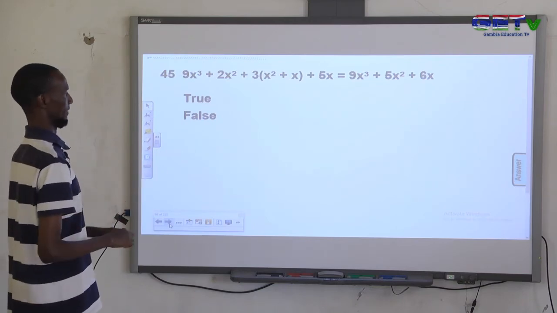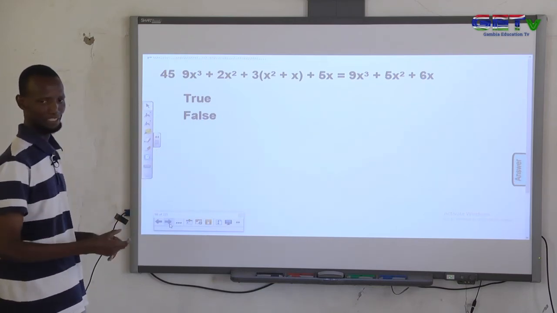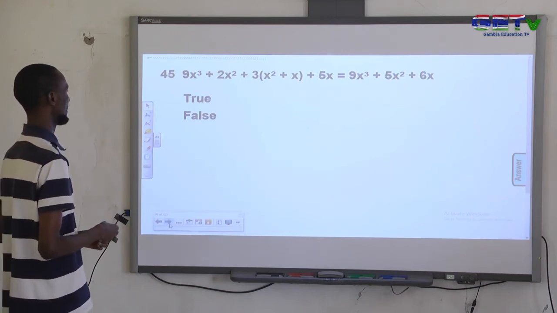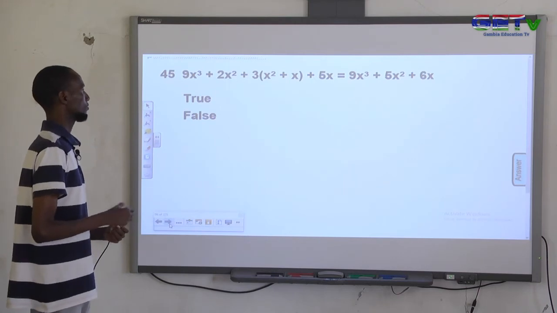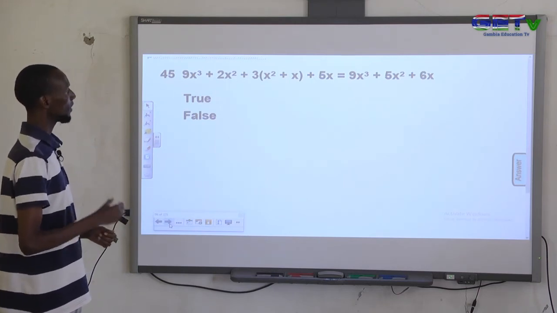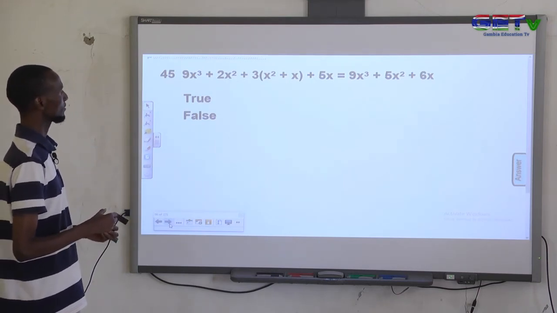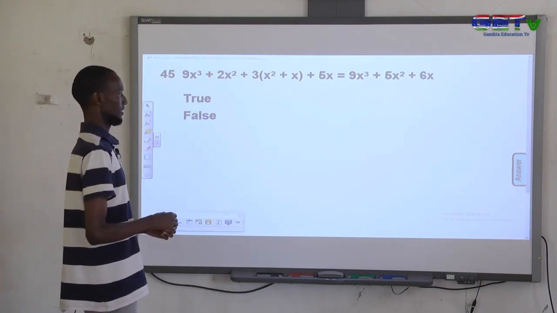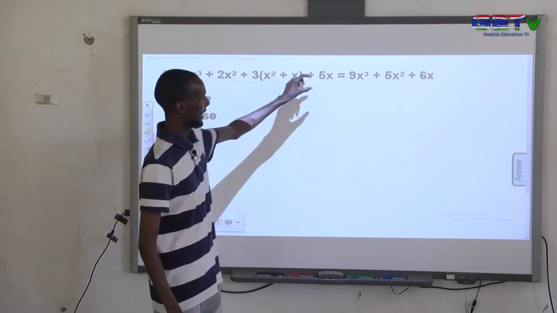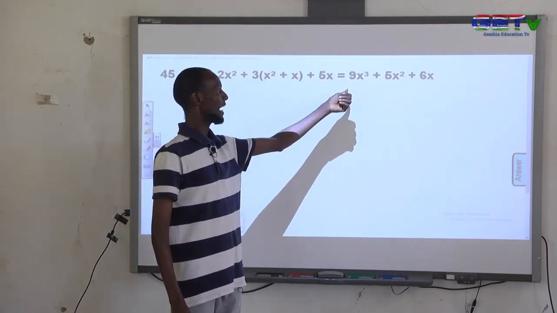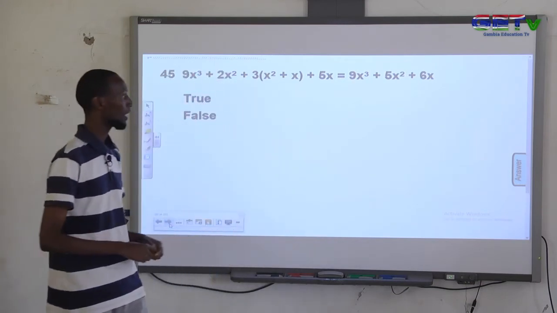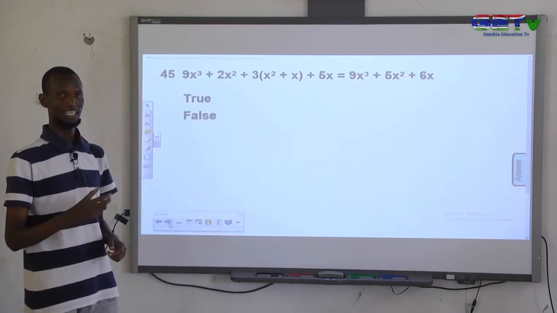We have a longer one here. Now, I hope you are taking your time to write this. You have 9x to the power 3, or x cubed, plus 2x squared, plus 3 into x squared, plus x, plus 5x. You will just simplify to give you 9x cubed, or 9x to the power 3, plus 5x squared, plus 6x.